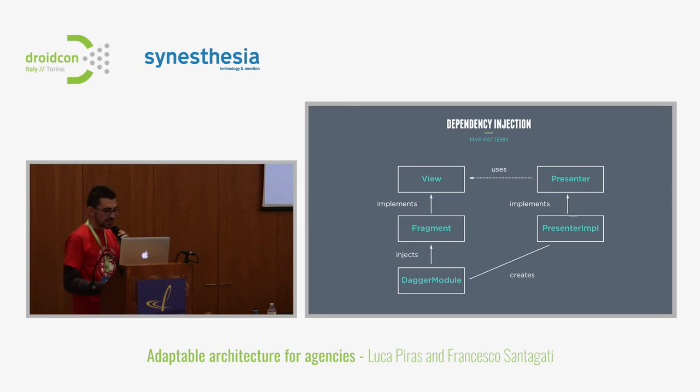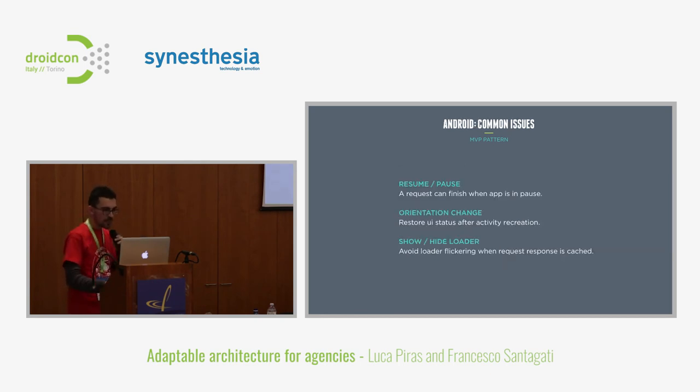All we have seen is very nice, but as we all know, real problems working with the Android SDK are quite different. The common problems that we face every day are mainly these three. Resume pause occurs when there is a running request because it can finish when the app is paused and we don't want to lose its result or update the view when it is not active. Orientation change is quite similar to resume pause, but we must pay attention that the activity is recreated, and then we lose all instance variables.